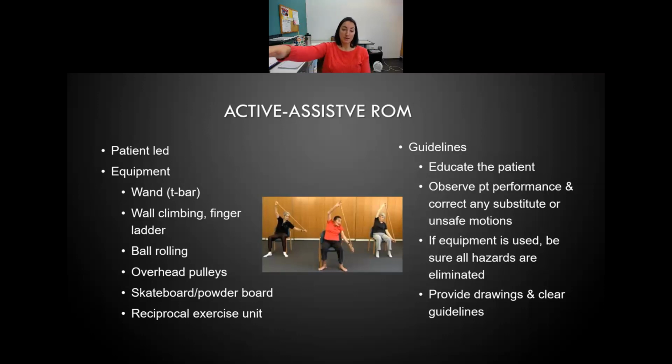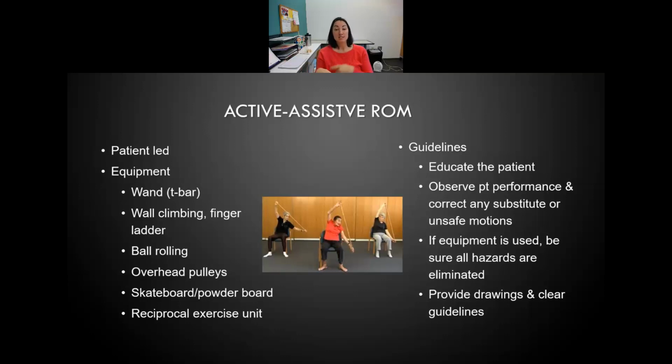What we do is we educate the patient. We may show them the exercise. We certainly watch them perform it, make sure that it's safe, give them feedback, make sure that the equipment they're using is not hazardous. I think there was a student using a broom to show us one time and the broom head fell off. We don't want anybody hit with a broom head, so just make sure equipment isn't faulty.